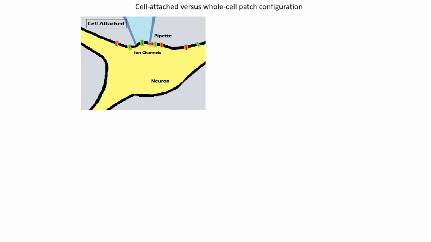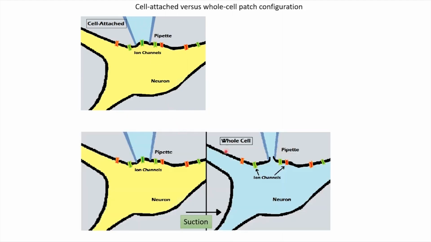A slightly different configuration is known as the whole cell configuration, in which a stronger suction is applied once you have this seal over the membrane, and the result of that strong suction is that this membrane can break at this point, and what you get is a hole here, so that the inside of the neuron, the cytoplasm, becomes continuous with the inside of the pipette. And what that allows is that now we can measure the membrane voltage, because whatever change happens in the voltage of the neuron, that can be detected by the pipette.